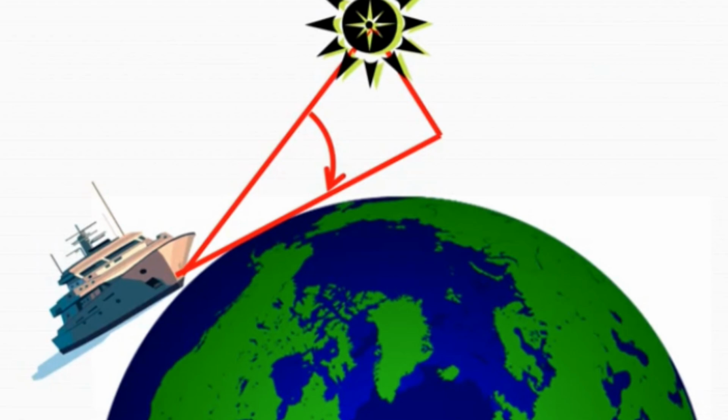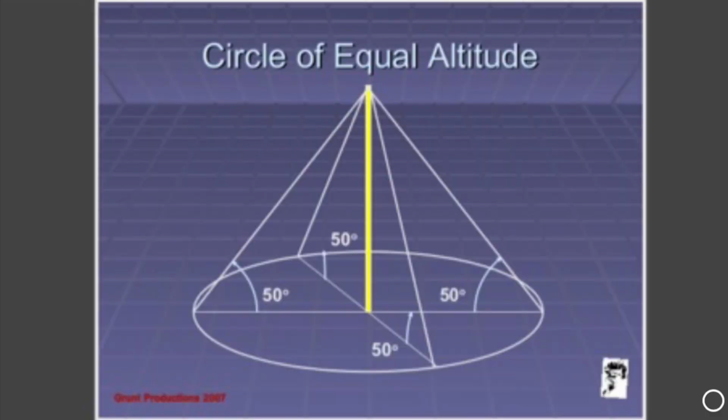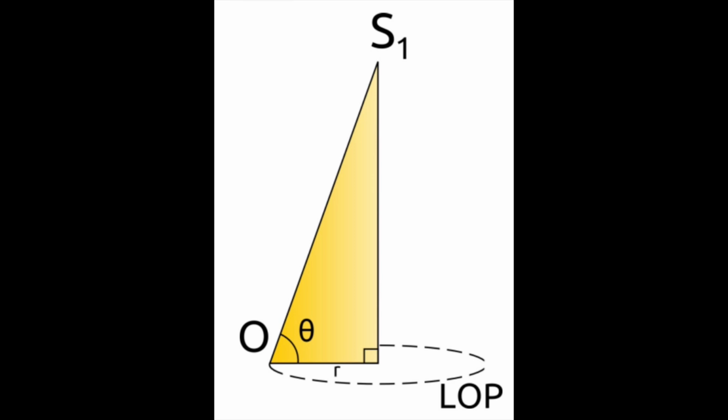Okay, so who agrees with the whole flat thing? Because I don't think the circle of equal altitude is flat whatsoever. I think the LOP is all at one elevation, but yeah, circle of equal altitude isn't flat.